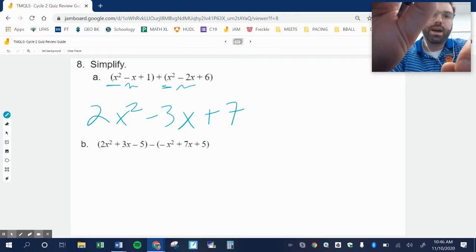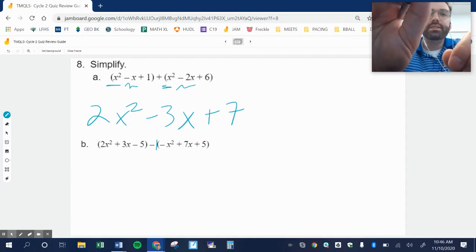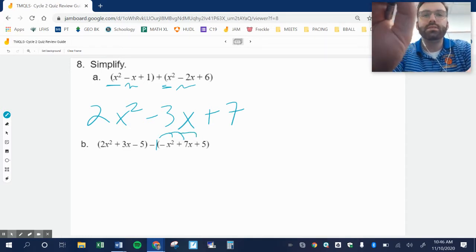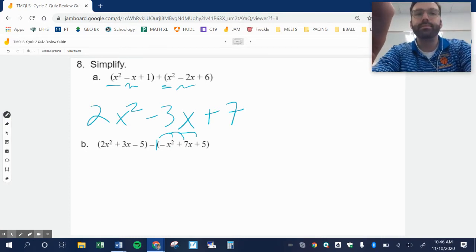All right, so now this one, part B, is where we might see some issues. I need to think about this second parentheses as having a negative 1 here, and then I need to distribute my negative 1. I've seen this done two ways. I've seen it distributed and rewritten, so it's like this, where your teacher just rewrites it.